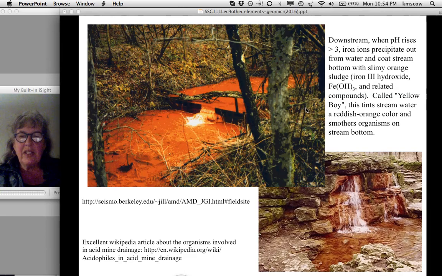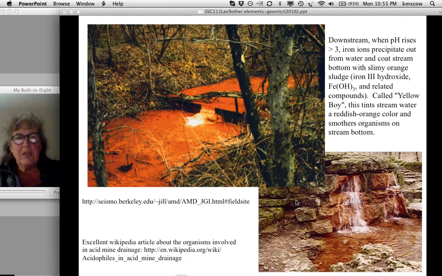Acid mine drainage. Check out this article that talks a lot about the organisms that are involved in acid mine drainage. And also this article here is a really interesting metagenomic study, one of the first big environmental metagenomic studies, where they essentially sequenced all the organisms that were present in a situation where there was acid mine drainage.